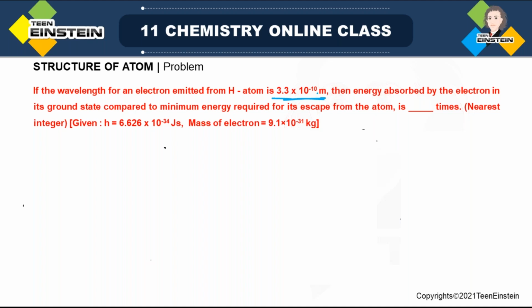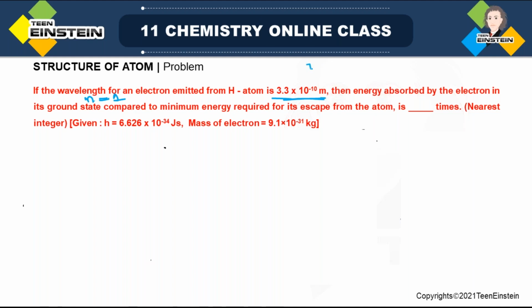Then it is also saying that the total amount of energy absorbed by the electron in its ground state, that is n is equal to 1, compared to the minimum energy required for its escape from the atom is how many times, because it is a fill-in-the-gap question and you have to put the nearest integer. So see, here if you read the question carefully, that is very important. It is basically asking a ratio. It is asking the ratio of total energy absorbed by the electron in the ground state.